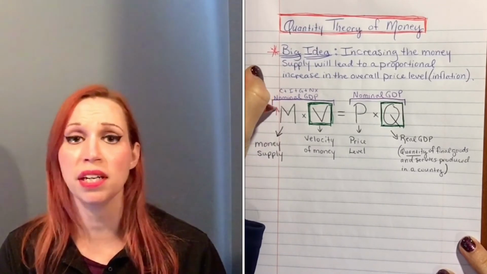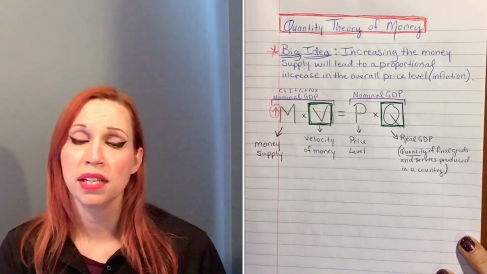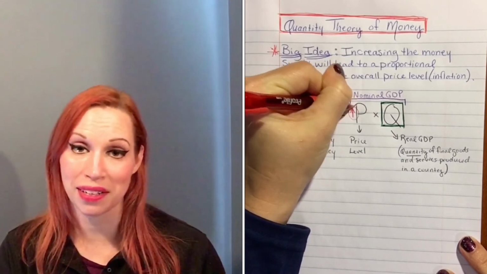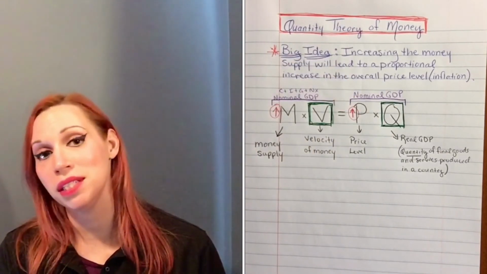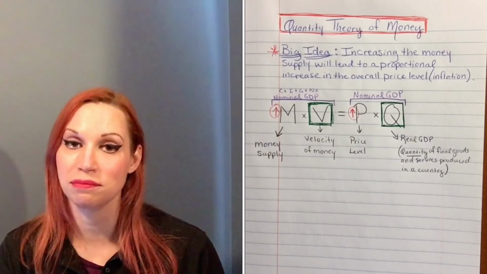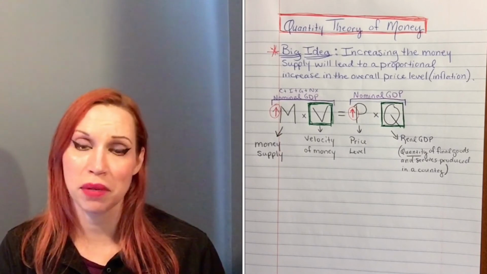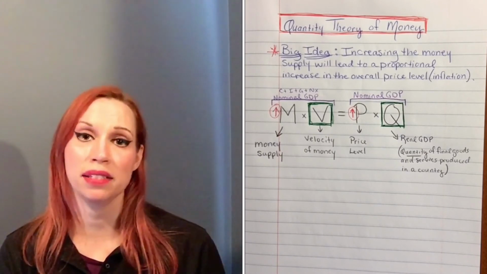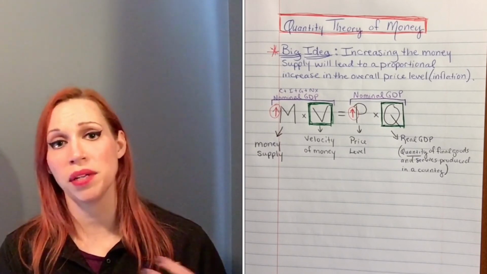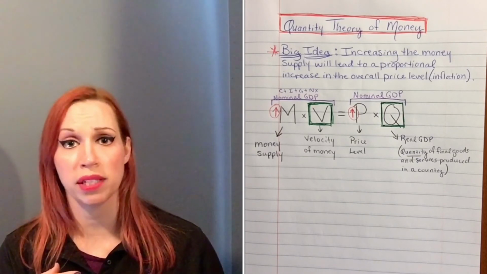So if V and Q are relatively constant, then all that means is if the Federal Reserve increases the money supply, then that is going to inevitably lead to an increase in the price level or inflation. Don't get hung up on the quantity theory of money too much. The big idea behind this theory is just the realization that an increase in the money supply is going to lead to an increase in the overall price level.